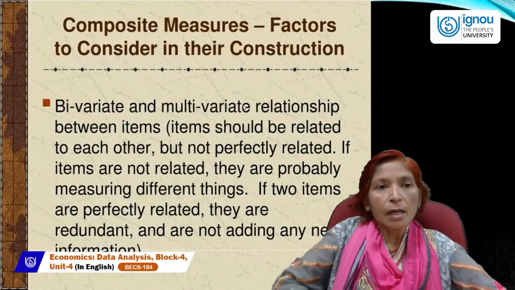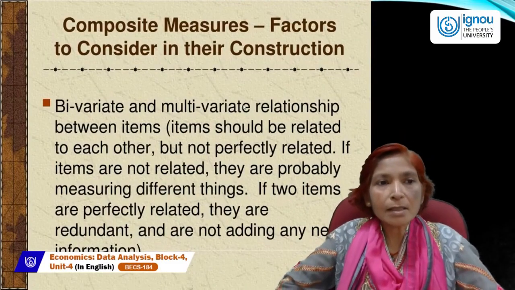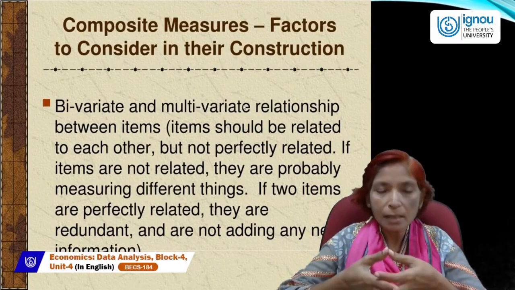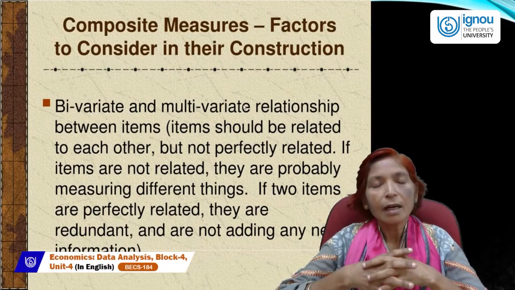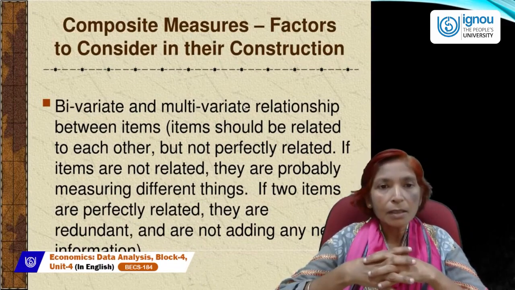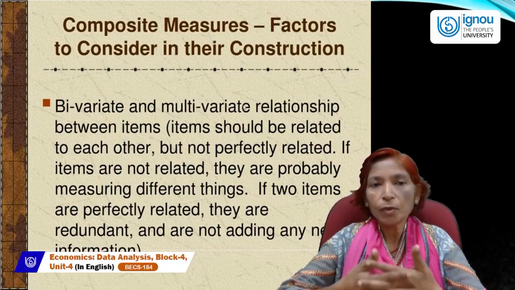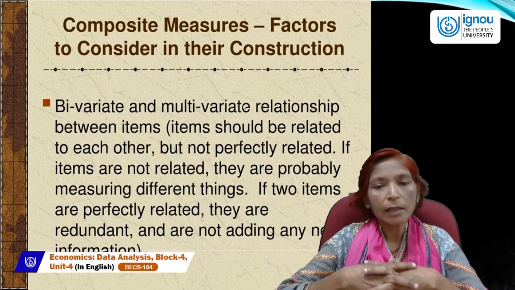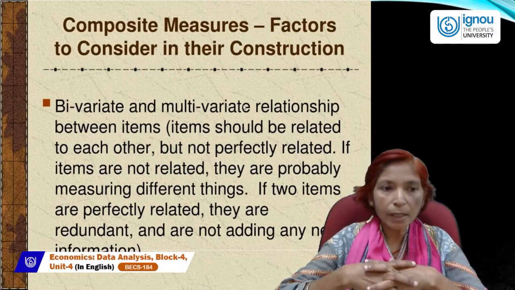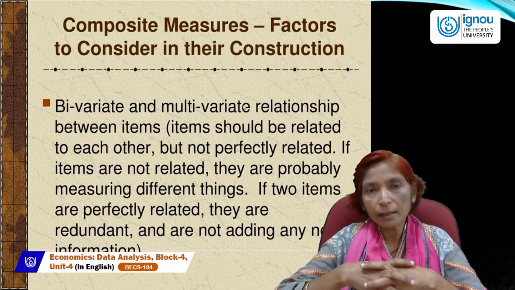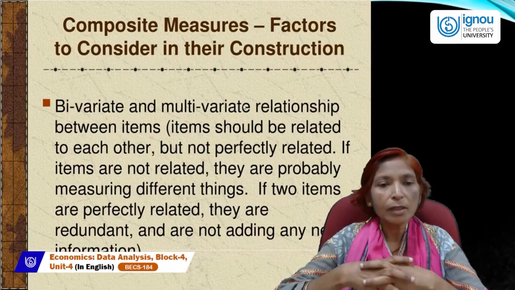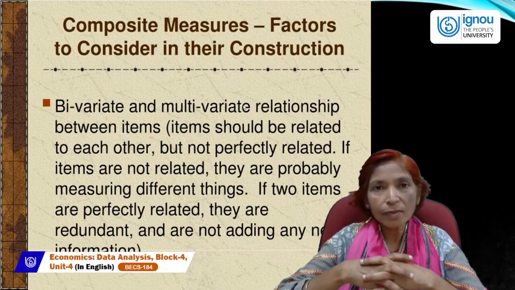Next is composite measures. What factors do we have to consider while constructing this composite index number? There are so many factors that need to be kept in mind while making this composite index number. So, bivariate and multivariate relationship between items. Items should be related to each other but not perfectly related. Bivariate studies two variables. Multivariate variables are those in which we include more than two variables.